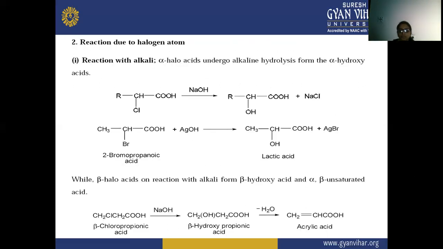Next is reaction due to halogen atom. First was the acidic character of the halo acid. Now the reaction due to halogen atom. First is the reaction with alkali. In this you will see that alpha halo acids undergo alkaline hydrolysis to form alpha hydroxy acids.